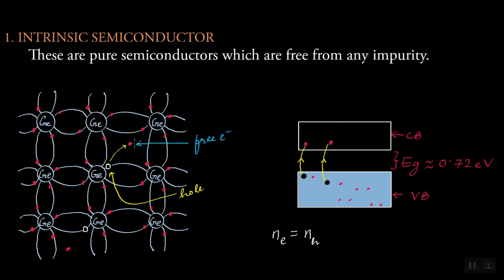Got it? So what do we do then? How do we solve this problem? We solve this problem by a process called doping. Now, what is doping? Doping is actually the deliberate addition of impurity atoms to a pure semiconductor to increase its conductivity. Understand what is doping? Doping is the process of deliberate addition of desirable impurity atoms to a pure semiconductor to control its conductivity or to increase its conductivity.